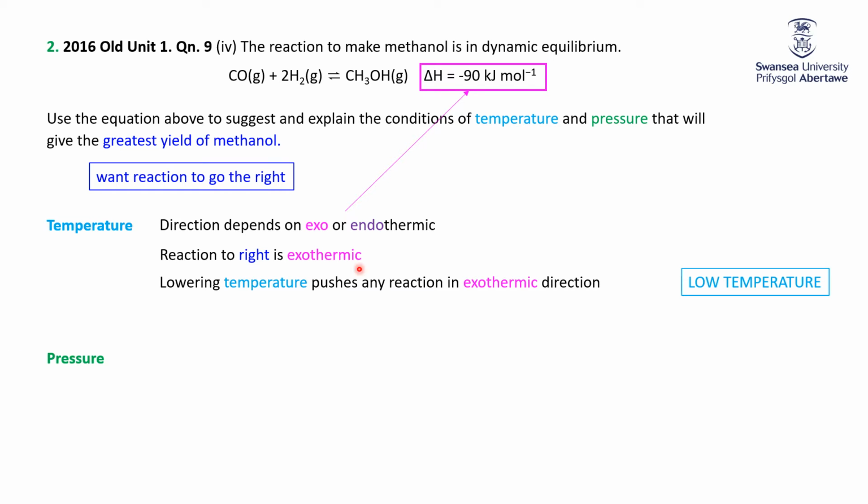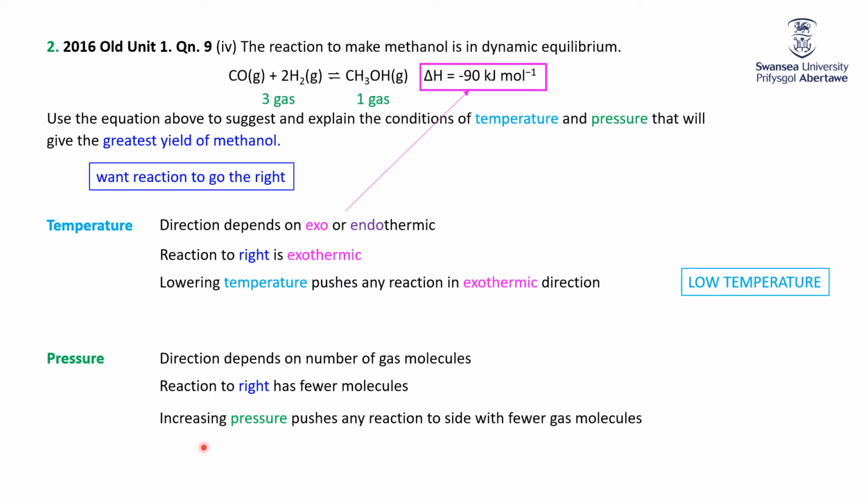Pressure. Well, the effect of pressure depends on the number of gas molecules. We've got three gases on the left, one gas on the right. We want to send it to the side with one gas molecule. Increasing the pressure for any reaction sends it to the side with fewer gas molecules. Here again, three gas on the left, one gas on the right. So if we increase the pressure, we will push the reaction towards the one gas side, which is the side we want to go to. So low temperature, because we want it going in the exothermic direction. High pressure, because we want it going to the side with fewer gas molecules.